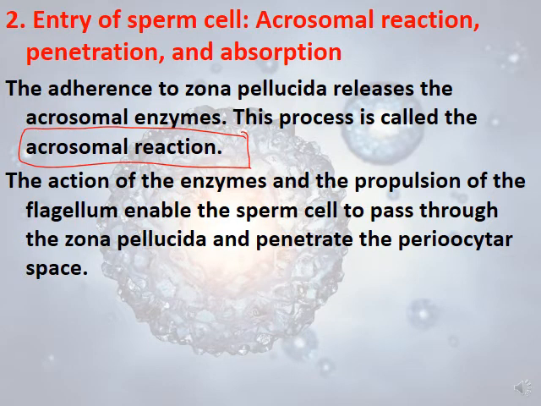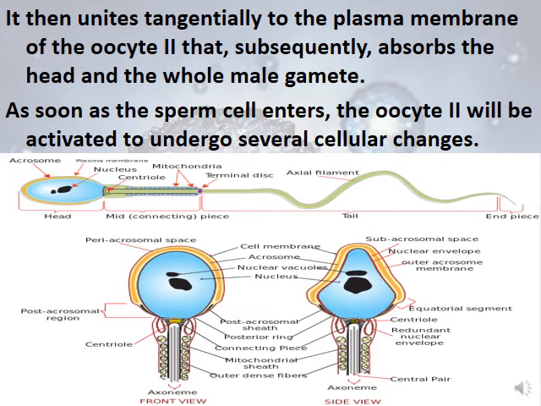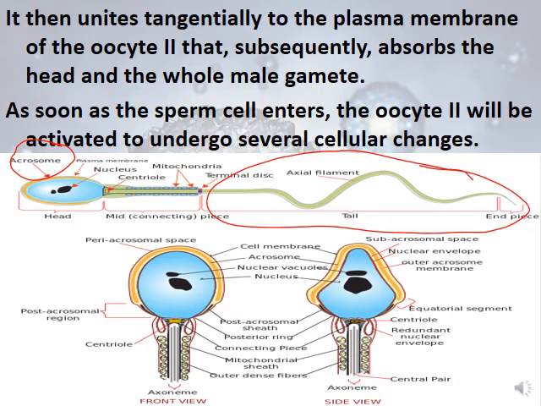The action of the enzymes and the propulsion of the flagellum, the tail, enables the sperm to pass through the zona pellucida and then penetrate to the perivitelline space. Then it will unite tangentially. This is the acrosome, as I said, which contains enzymes, and this is called the acrosomal reaction. This is the flagellum, the tail of the sperm cell. So the plasma membrane of the oocyte will absorb the head and the whole male gamete.